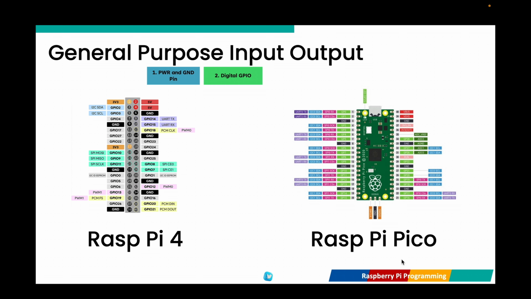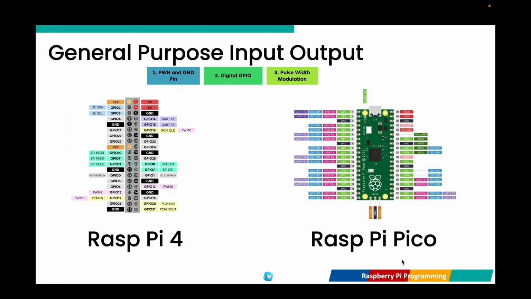Raspberry Pi 4 has 26 GPIO pins, whereas the Raspberry Pi Pico, even though it also has 26 GPIO pins, allows more flexible usage, including analog input, which is not available on the Raspberry Pi 4.